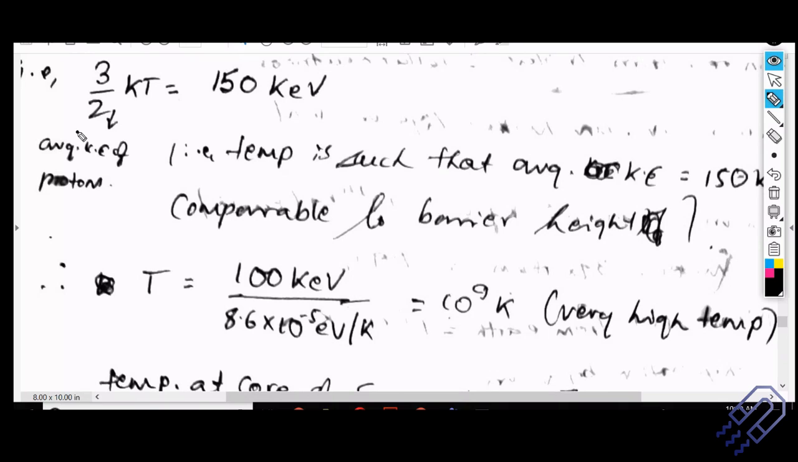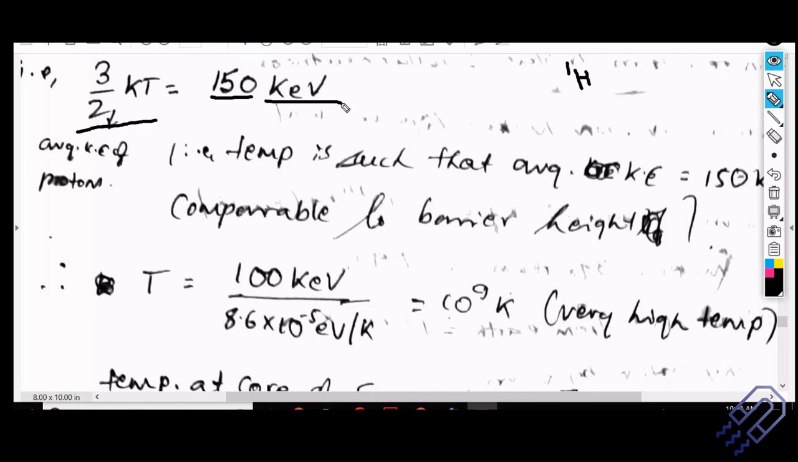So the average energy of the proton, let's say we have 1H, that's a proton, right? 1H in the sun, in the stars. So we have one proton whose average energy is 3/2 kT. And you know the Coulomb barrier for a proton is approximately 150 keV. We did some calculation in the last class. You can anyway do it, right?